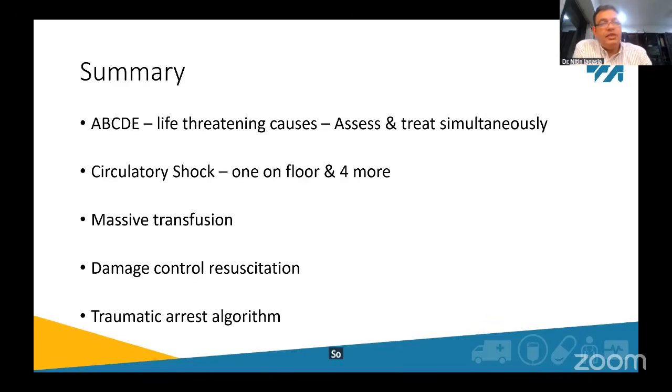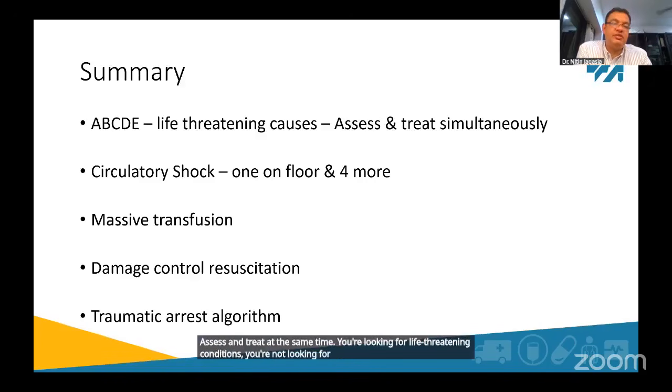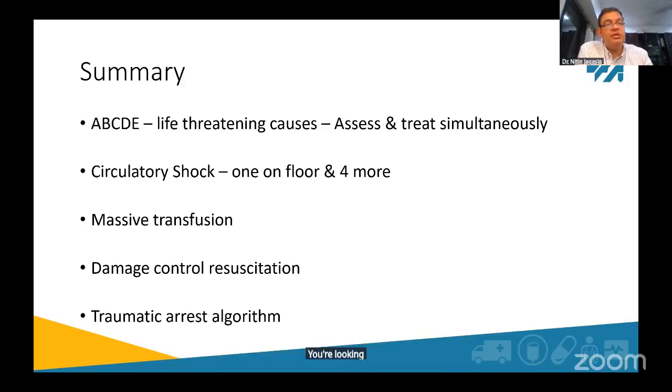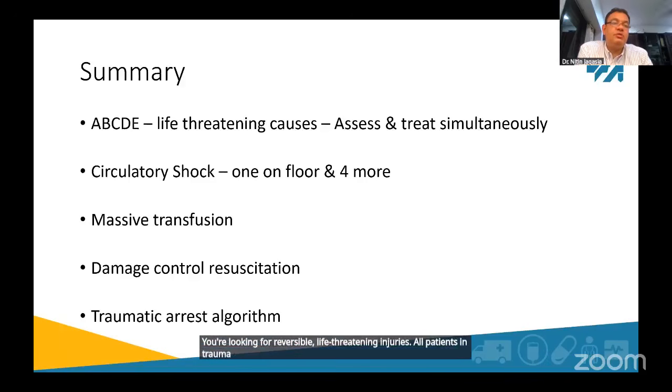So at this stage, we just want to summarize. When it comes to trauma, we are with X, A, B, C, D, E. Assess and treat at the same time. You're looking for life-threatening conditions. You're not looking for specific injuries. You're looking for reversible life-threatening injuries. All patients in trauma who are in shock, it's hypovolemia, hypovolemia, hypovolemia. So where do you look? One on the floor and four more.